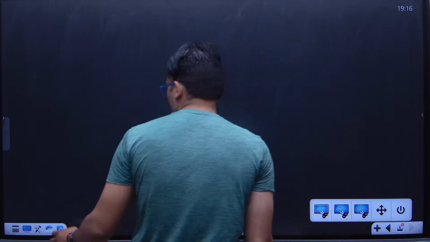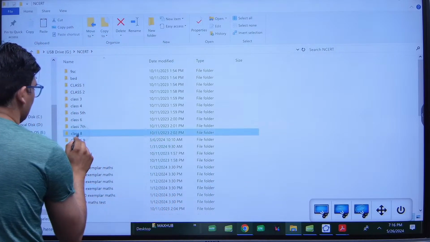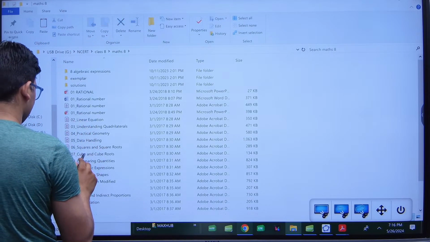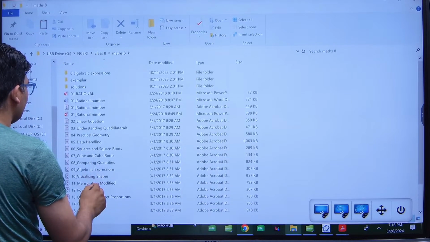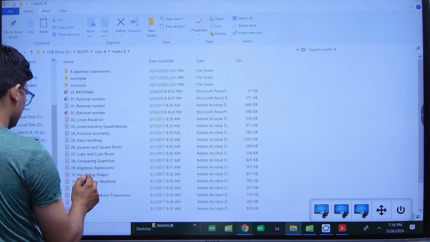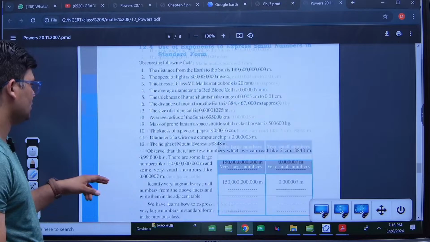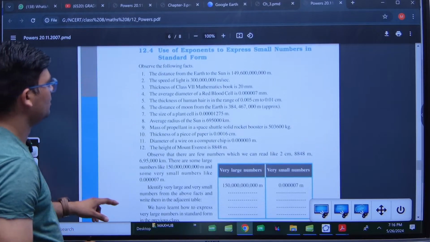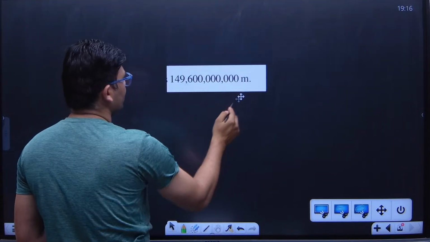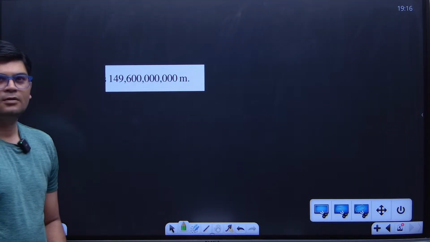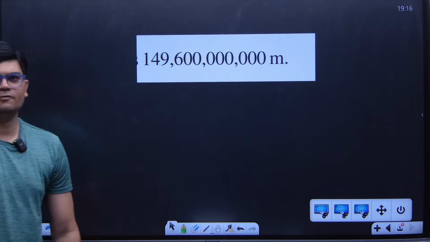Wonderful. So now let us do some questions. First we will go with the simple questions, and then I will increase the level of the questions. Can you tell me what is the standard form of this number? I hope the numbers are written in a proper gap manner. You can count the number of zeros very easily.